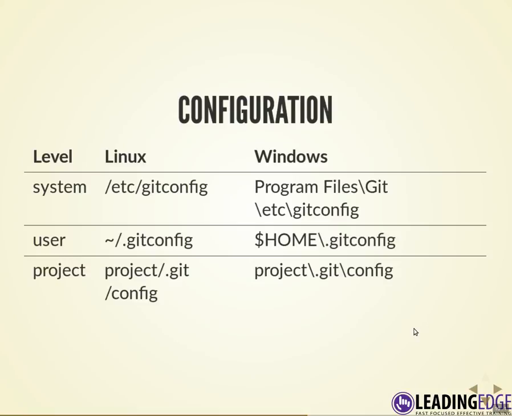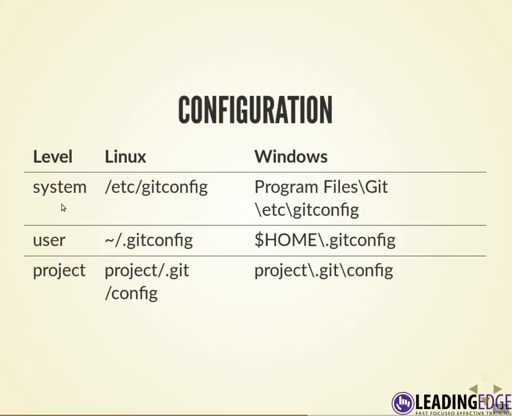In this lesson I'll be showing you how to configure Git using the command line. To begin, it's important to note there are three different levels of configuration in Git. The system level affects everybody on the entire PC. The user level only affects one specific user, and the project level affects only the specific project. The last two are the ones that we're going to focus on. The system level we don't use that much.